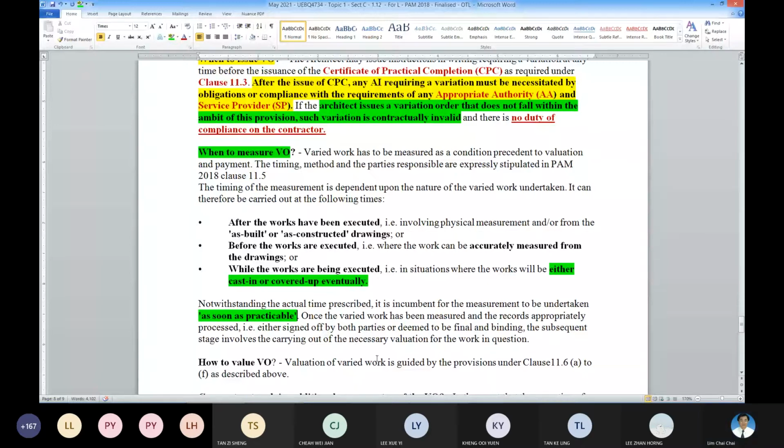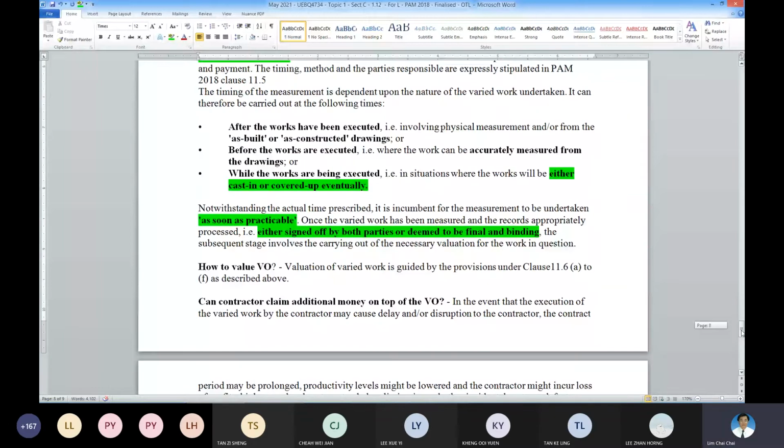It has to be endorsed by the parties present, especially the site representative of the employer and the owner. So the owner's side will be the clerk of works, and the site representative of the contractor will be the project manager or whoever. So this is when to measure. How to evaluate?